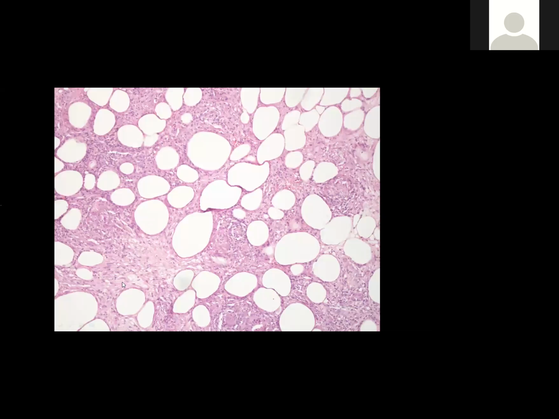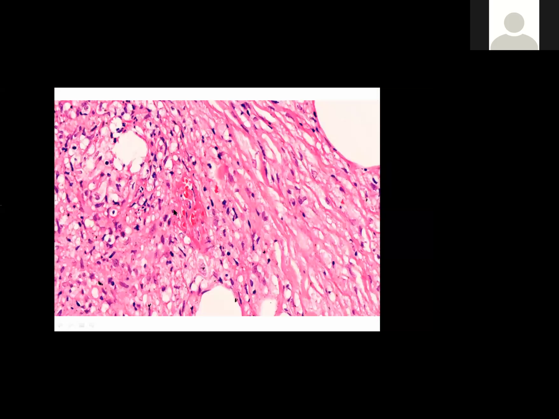There can be a zone of fat necrosis, as we see in this case, and there can be evidence of a vasculitis in the form of fibrinoid necrosis of the vessel wall with RBC extravasation and karyorectic debris at the periphery. So when we see a granulomatous lobular paniculitis with vasculitis, it's suggestive of erythema induratum.